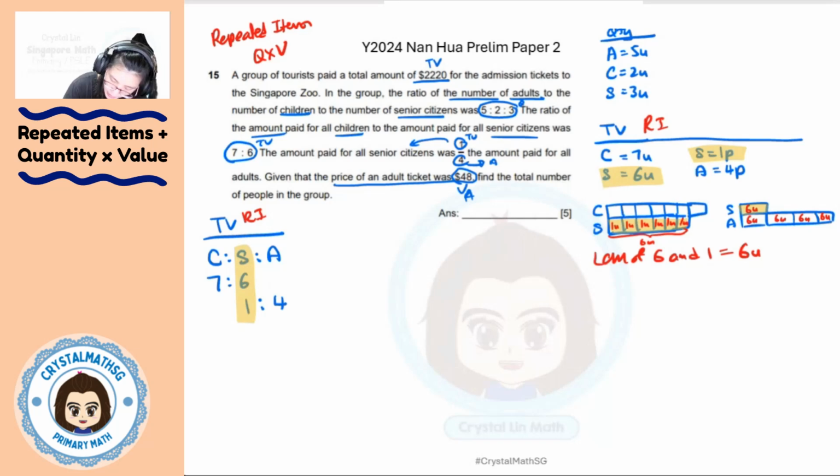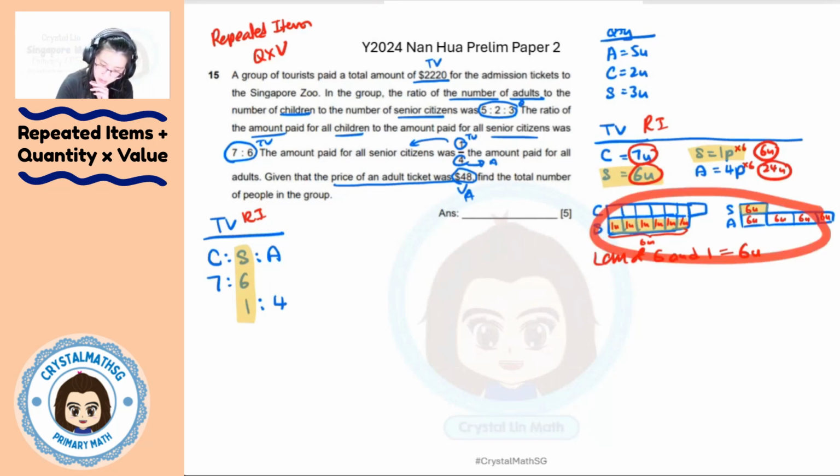Okay, because this itself is 7, this itself is 6. This one needs to times 6, so this is 6. This one needs to times 6, so this is 24. So in terms of units, this is the units method. This is the model method.